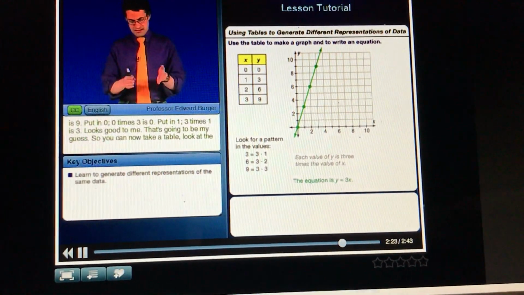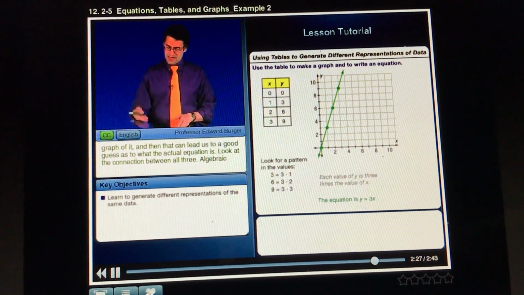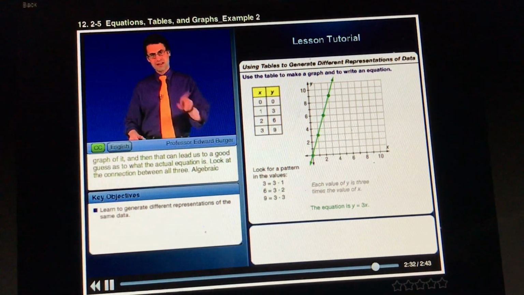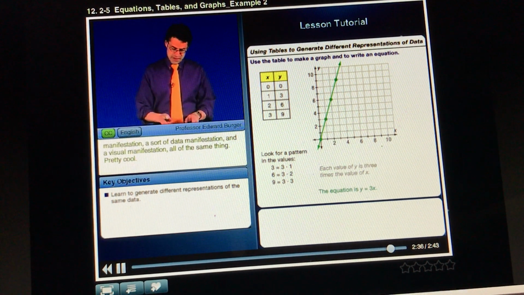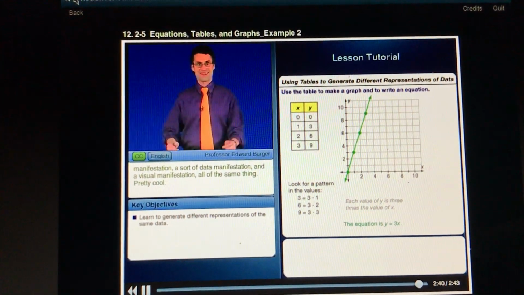So you can now take a table, look at the graph of it, and then that can actually lead us to a good guess as to what the actual equation is. Look at the connection between all three. An algebraic manifestation, a sort of data manifestation, and a visual manifestation, all of the same thing. Pretty cool.